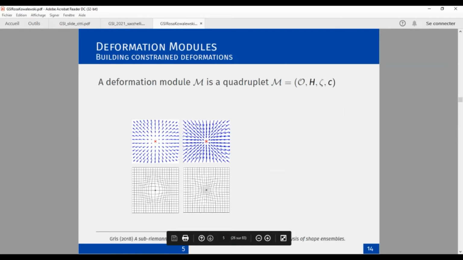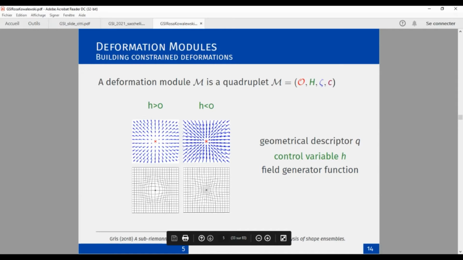So deformation modules, as introduced by Barbara Gris, are defined as a quadruplet of a shape space, a space of controls, a field generator function, and a cost function. The space of controls contains the geometrical descriptor, which for the scaling is the center of the scaling. And the field generator function determines how a vector field is built given a geometrical descriptor. It is a function of the control variable h, and by choosing different values for h, we can obtain vector fields of the same structure, but different.